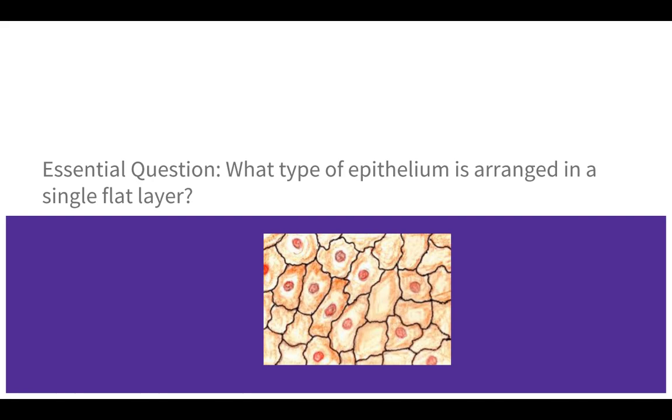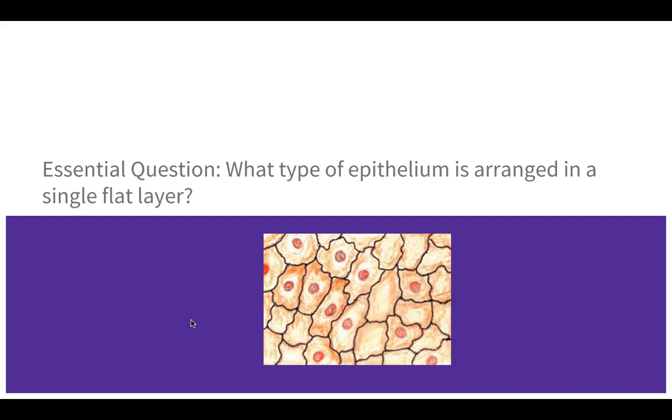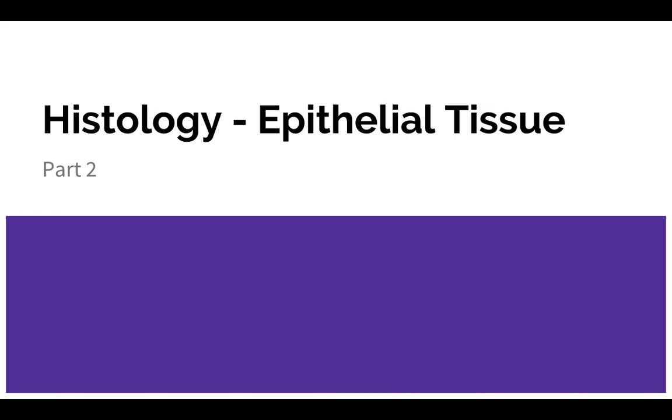Essential question. Make sure you have your notebook out and you are recording this information in the input side of your notebook, the right-hand side. Let's get busy. The essential question for today is, what type of epithelium is arranged in a single flat layer? And here's an image of this type of epithelium as well. As we get through these notes, you will be able to answer this question. So pay attention and let's get busy.